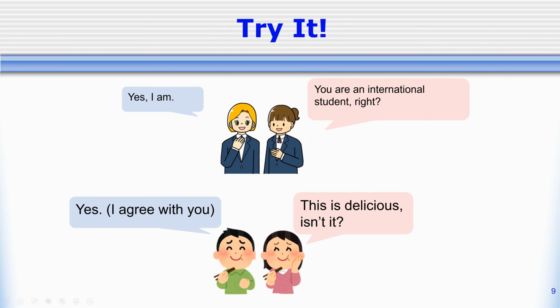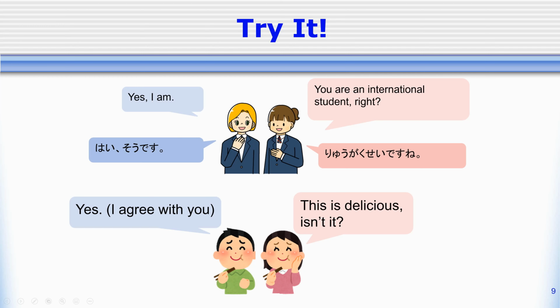Let's try a couple more sentences. So let's say we want to confirm with somebody that they are an international student. How do we say international student? 留学生. That's right. So if we want to check that somebody is an international student, we can ask them, 留学生ですね? And if we want to confirm that we are an international student, we can say, はい、そうです.